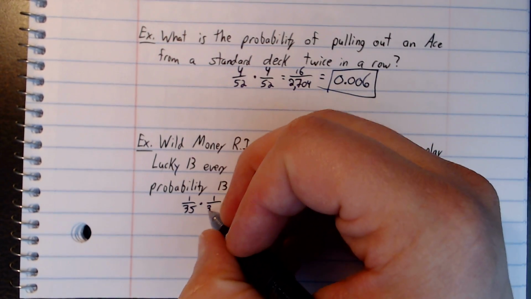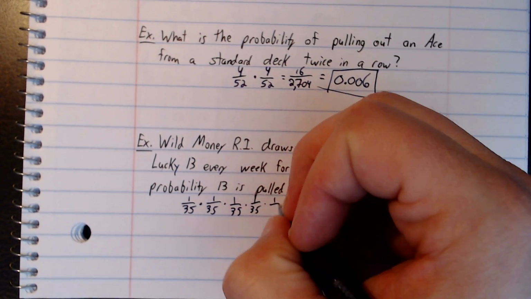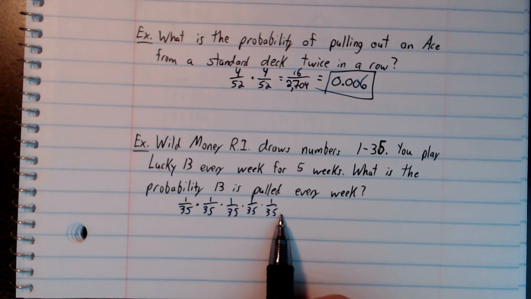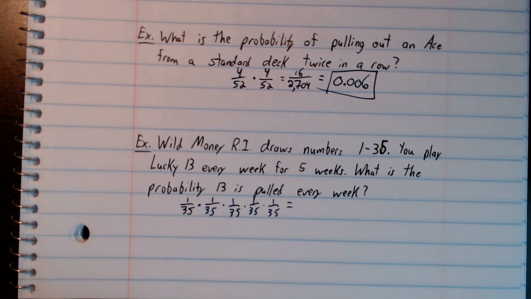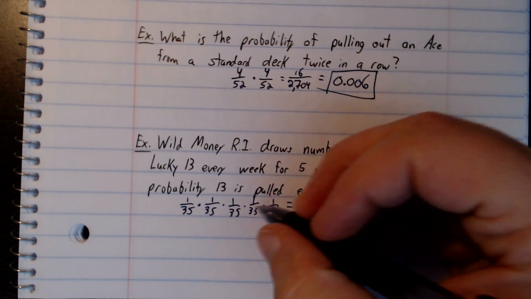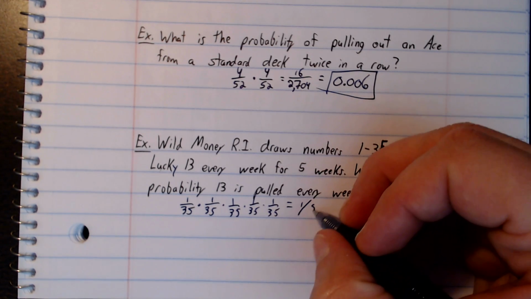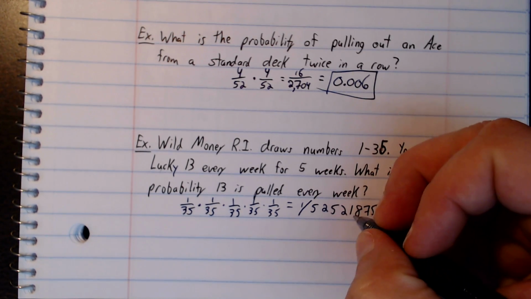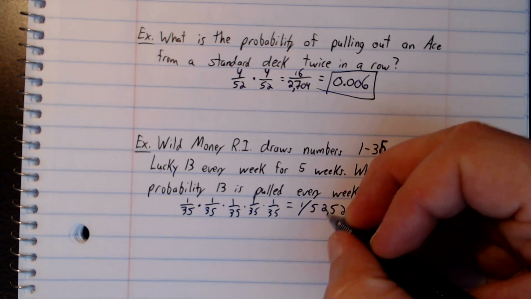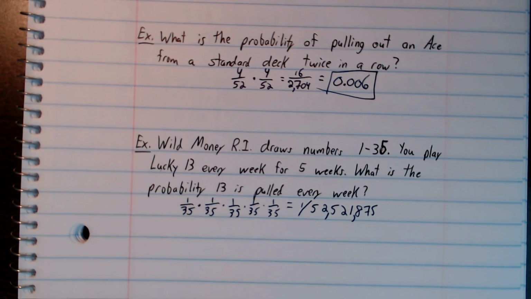But you play it every single week, for 5 weeks. This is not going to be good. We're going to end up having a number that's not even close. Right? So we're doing 35 to the 5th power. 1 out of, ooh, this is a huge number, right? 52 million. So 1 out of 52 million.